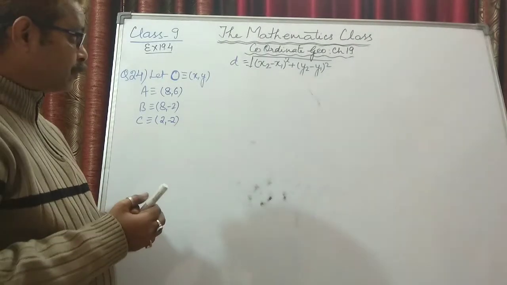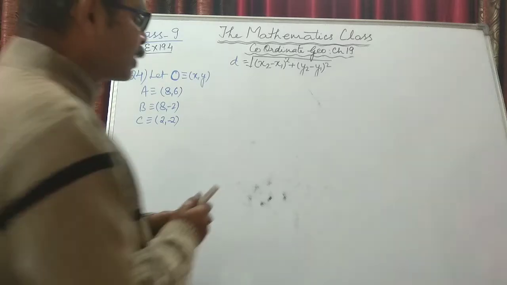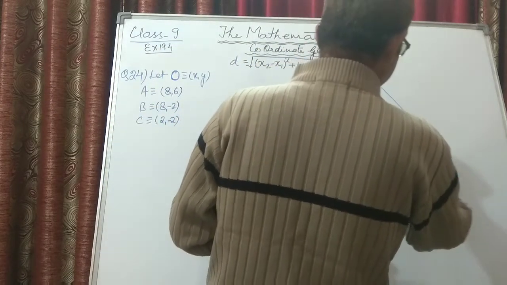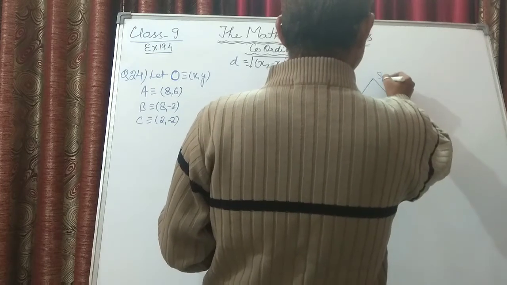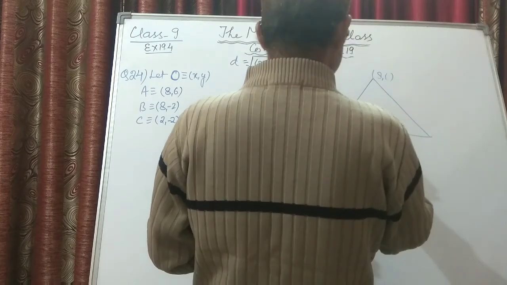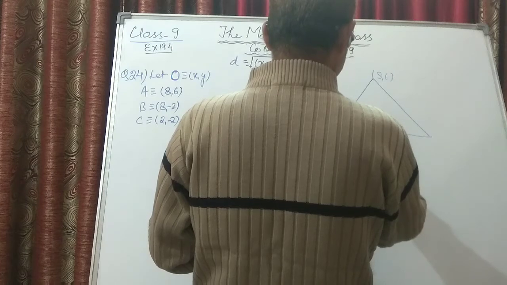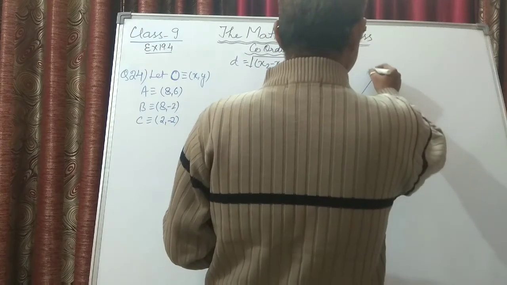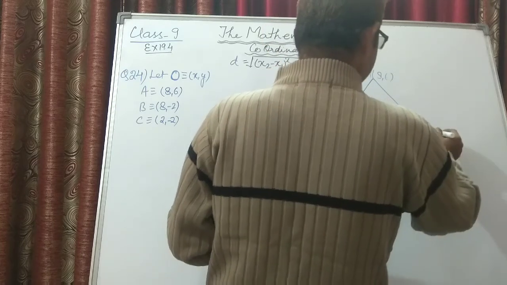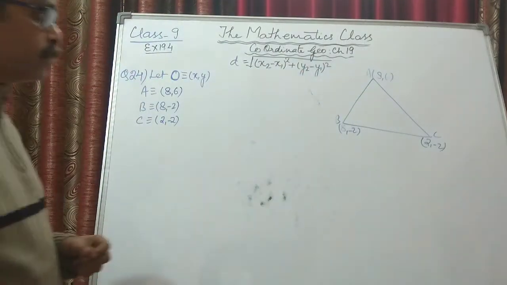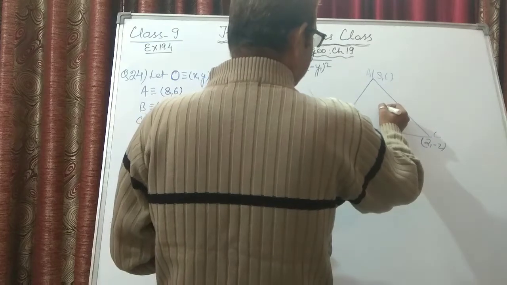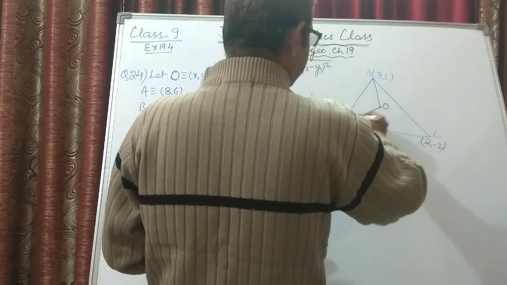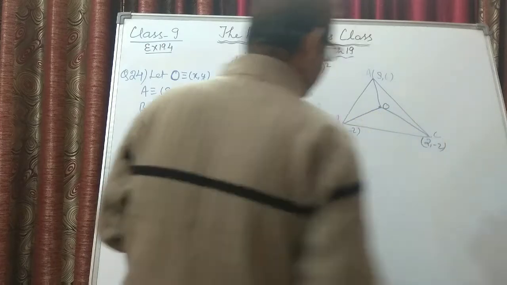Question number 24 is: find the coordinates of the circumcenter of a triangle whose coordinates are given. Coordinates are, let us say, 8, 6, first coordinate, second is 8, minus 2, second coordinate, and third is 2, minus 2, that is A, B and C. We have to find the circumcenter. So let O be the circumcenter. Circumcenter means OA, OB and OC will be the radius.